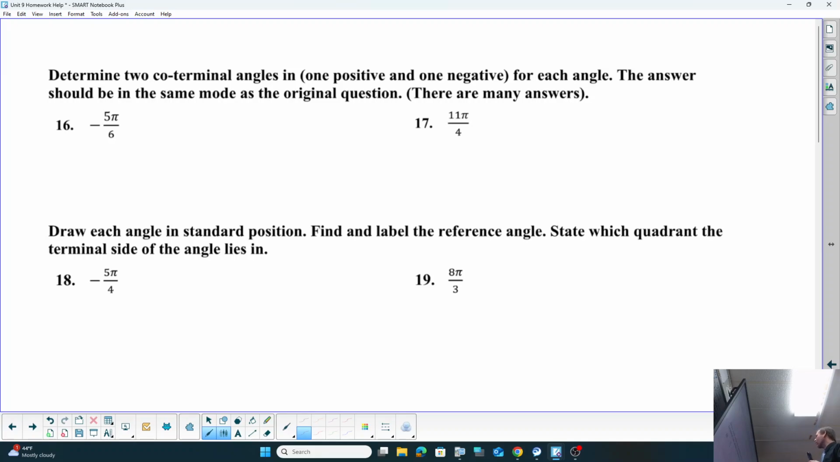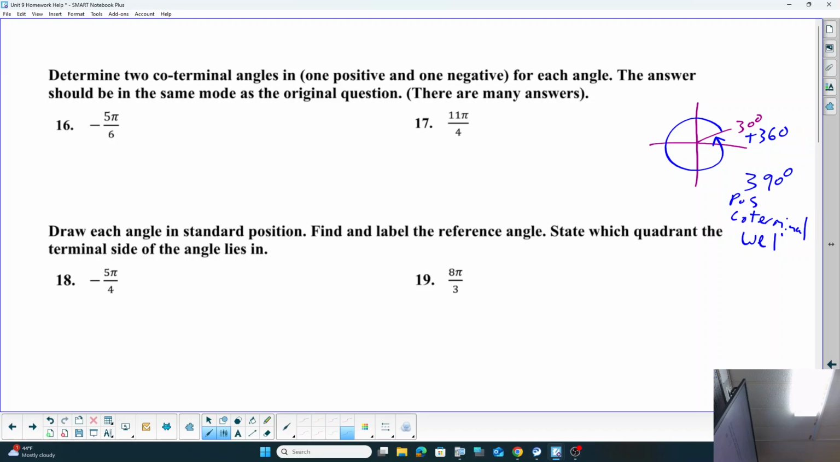Determine two coterminal angles, one positive and one negative. Do you remember what we did for coterminal angles? We added 360, we minus 360. Let's say we were here at 30 degrees. We went all the way around the full circle. So we added 360 degrees, and we got like 390, for example, as a positive coterminal angle.